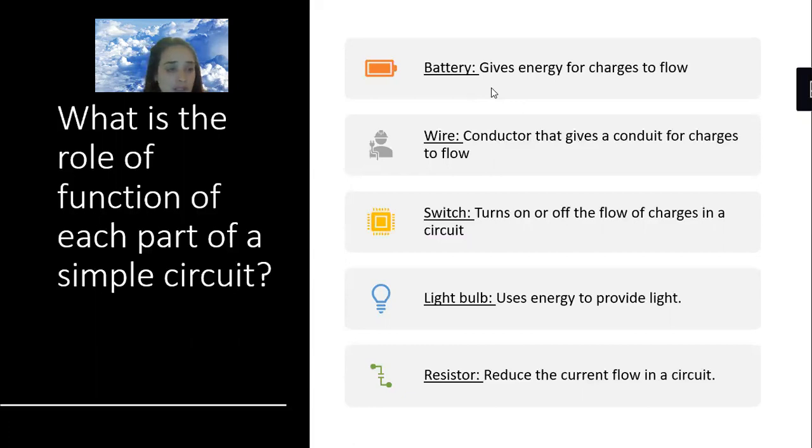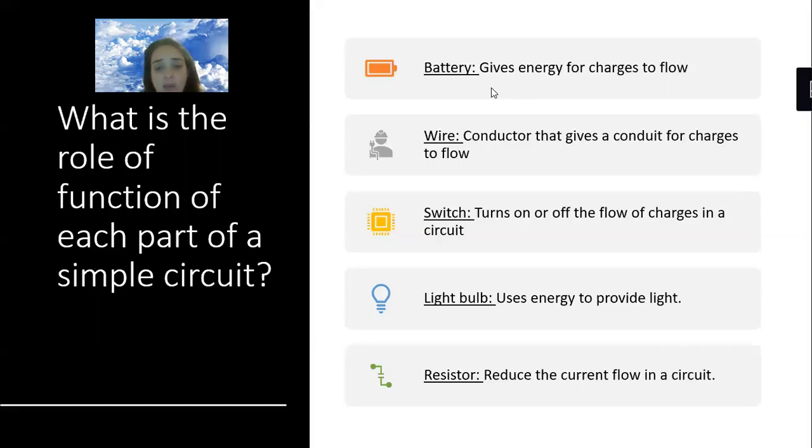If you ever get to see the inside of one of those, you'll see that basically all it is is a switch inside. So it opens and closes the circuit, which allows the light bulbs in your rooms to turn on. And then a light bulb uses energy to provide light. So that's the simplest. And then a resistor reduces the amount of current flowing within a circuit.